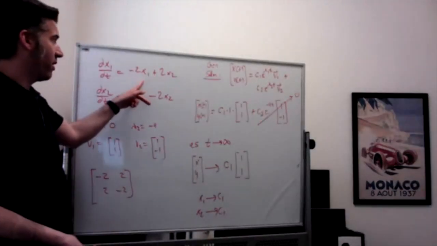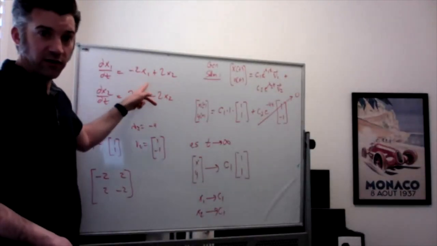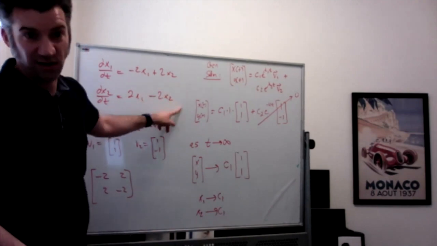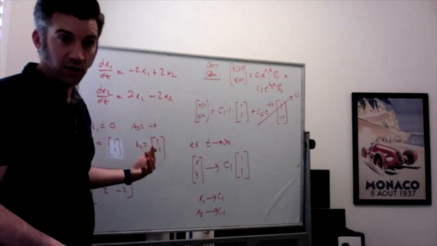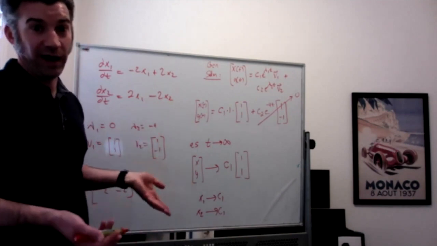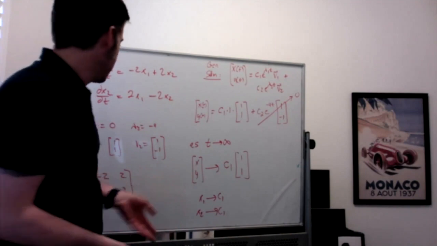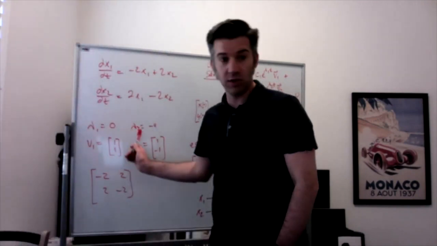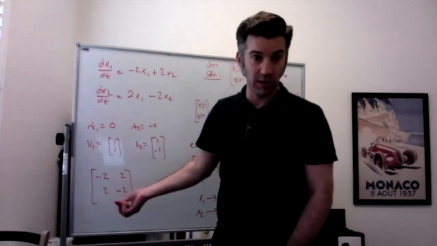If you plug in 1 for x1 and 1 for x2, you get -2 + 2, which is 0. If you plug in 1 for x1 and 1 for x2, you get 2 - 2, which is 0. So 1, 1 is also an equilibrium. 3, 3 is also an equilibrium. Anything that's on the line y equals x is also an equilibrium. Anything that's on the eigenvector or the eigenline associated with lambda equals 0 is also an equilibrium.